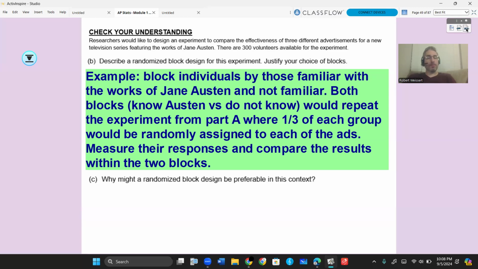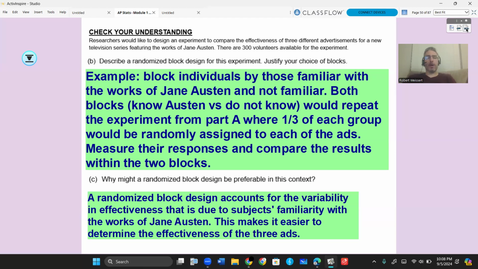Why would that be preferable? We think maybe a randomized block design accounts for the variability in effectiveness. That's due to the subject's familiarity with the works of Jane Austen. This makes it easier to determine the effectiveness of the 3 ads. How else could you have blocked them?